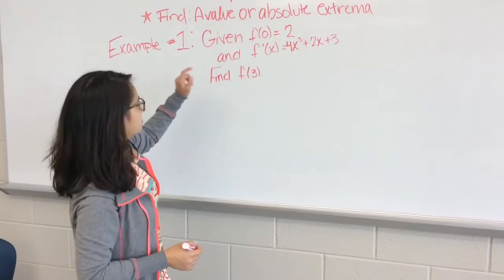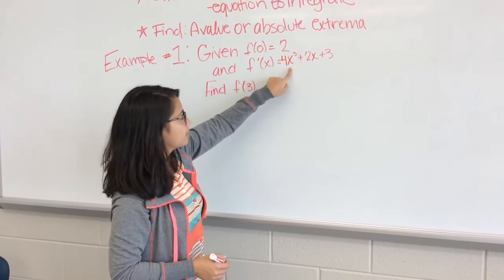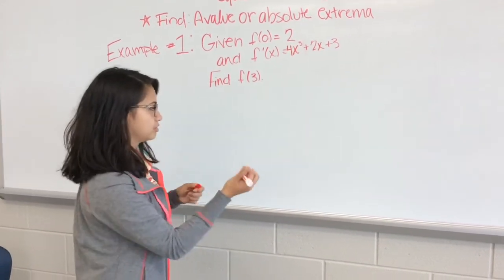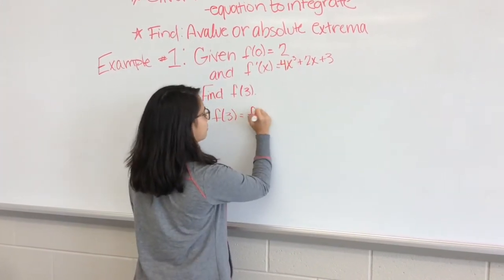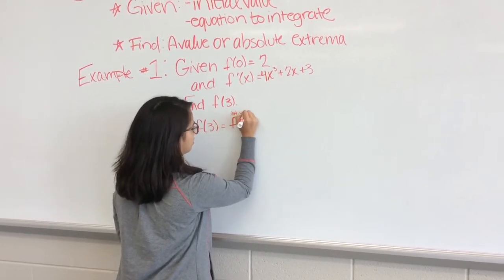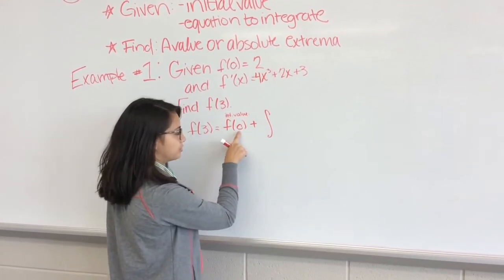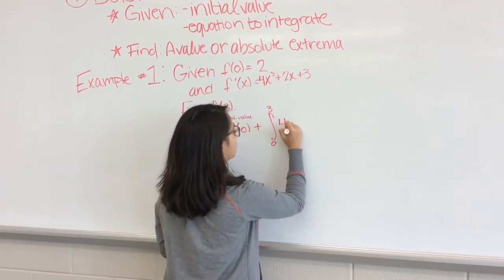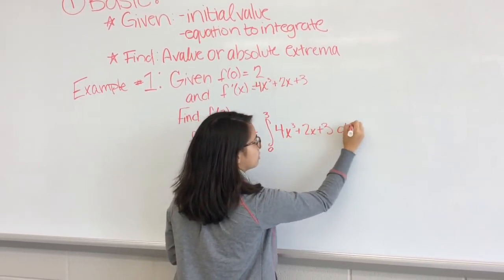Okay, so for this first example, you're given the f of 0 equals 2, and f prime of x is 4x cubed plus 2x plus 3. And you want to find the f of 3. So what you're going to do is put the f of 3 equals the f of 0, which is your initial value, and then plus the integral from your initial value here, 0, to the one you want to find, which is 3, of 4x cubed plus 2x plus 3 dx.